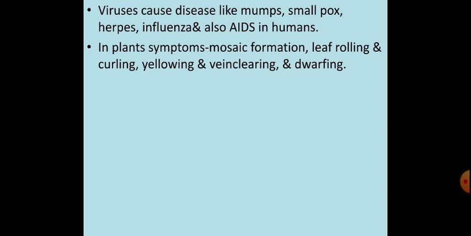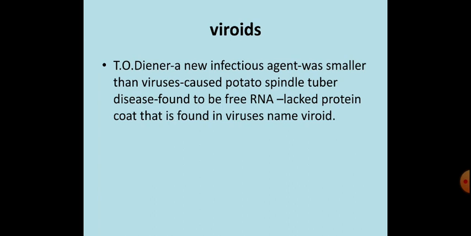Okay, next is viroids. Viroids are a new infectious agent which was discovered by T.O. Diener in the year 1971. Okay, these viroids are smaller than viruses.